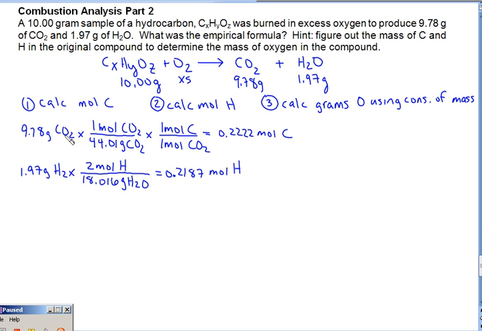I've calculated the moles of carbon based on the grams of CO2, so this is a stoichiometry problem I've solved here. So here we have 0.2222 moles of carbon.